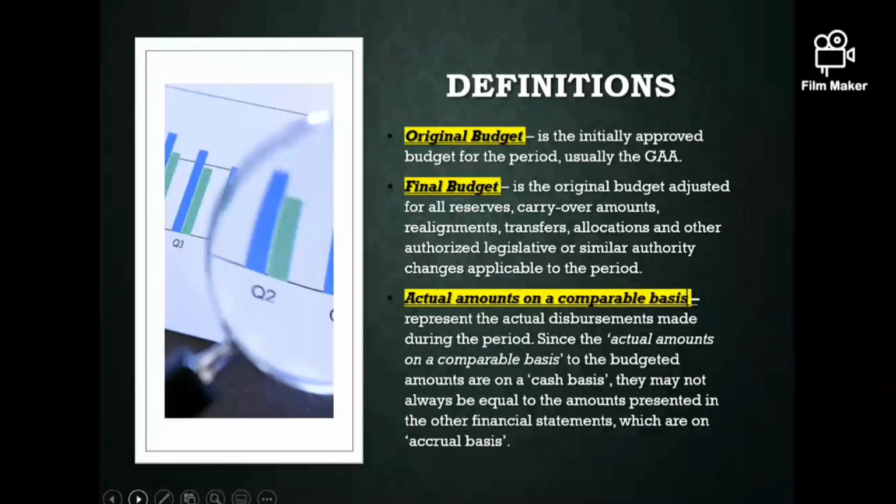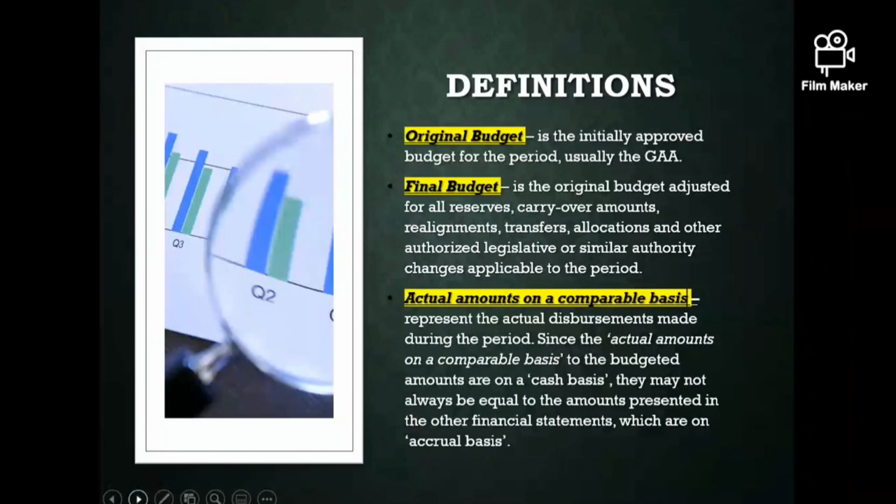Original budget. Saan galing yung original budget? This is from the GAA or the approved budget. Yung final budget naman, it considers all adjustment. When we say adjustment, pwedeng realignments, transfers, allocation, and other authorized legislative or similar authority changes applicable to the period.